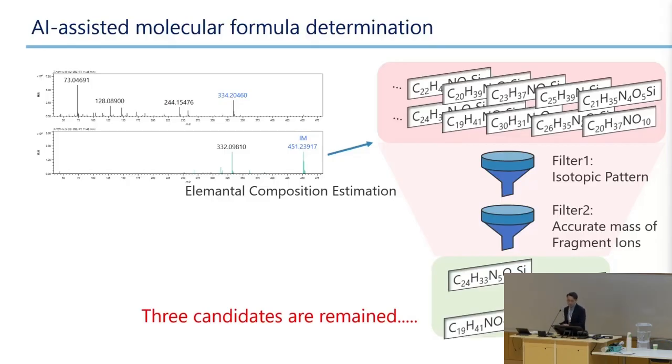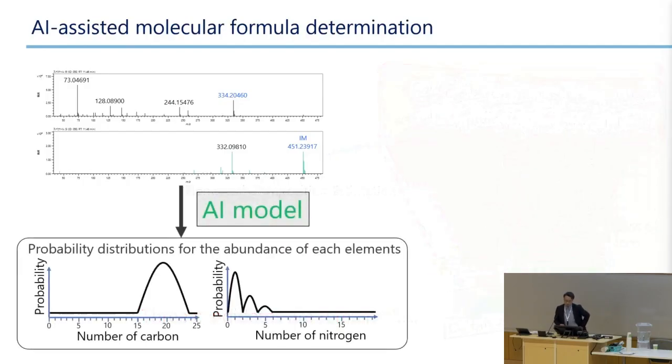Then we can do the AI library search, but sometimes it is very difficult. So we made a new AI model to recommend which one is correct or incorrect. Our AI model can calculate the probability distribution of the abundance of each element. For example, from this mass spectrum, our AI model calculates the probability distribution for the carbons here. The AI model is saying that almost 20 is the highest probability from this mass spectrum.